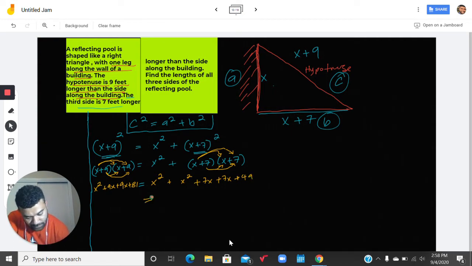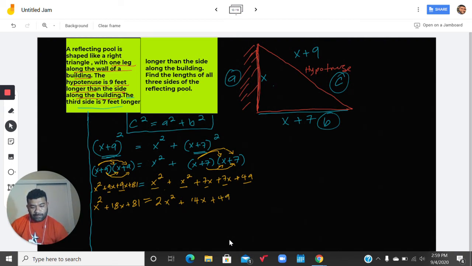Then I'll continue from here. I will have x squared, and then I'm going to add these two, 9 and 9 is going to give me an 18x, and then a plus 81. And then on the right, I will have, oh, I'm sorry, I didn't realize that I have 2x squared, so I will have 2x squared, and then 7 and 7 is going to give me a 14x, and then plus 49.